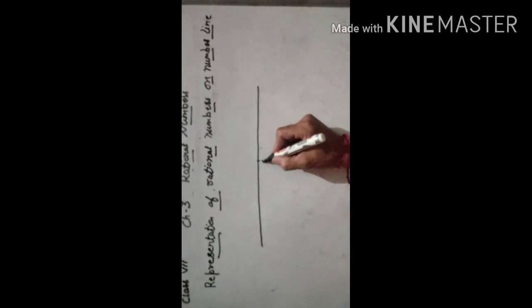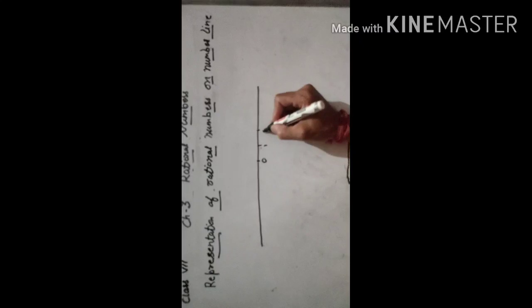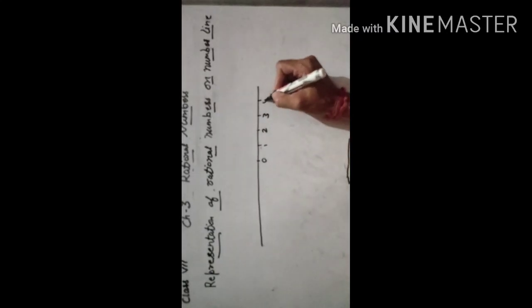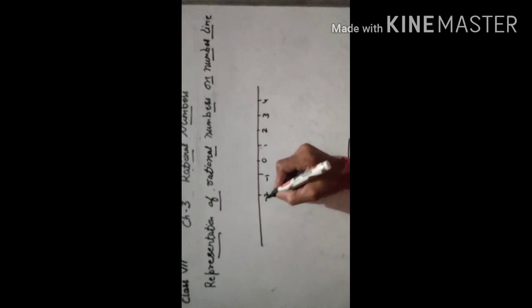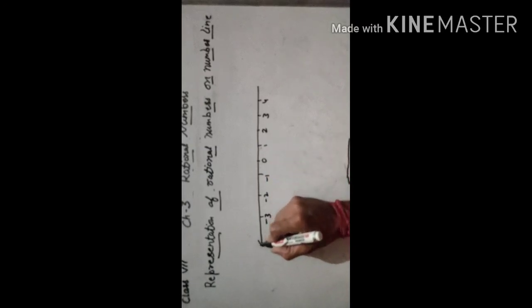This point is 0, this is 1, this is 2, this is 3, 4, and on the left side negative numbers are there, -1, -2, and -3. You have to put arrows.